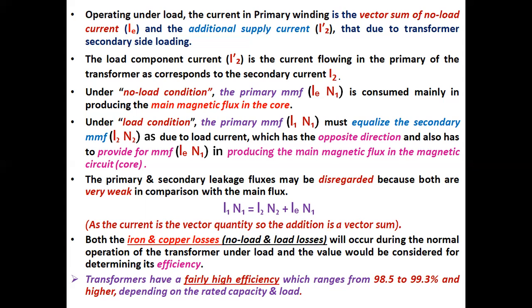Both the iron and copper losses, that is no load and load losses, will occur during the normal operation of the transformer under load, and their values are considered for determining its efficiency. Transformers have a fairly high efficiency, which ranges from 98.5 to 99.3% and above, depending on the rated capacity and load.